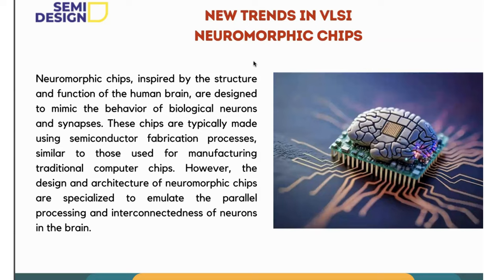But we are moving to a new trend, right? Where we are taking neural networks and all, assembly language programming won't work. So we need to look forward to a different technology. The different technology we are finding is the neuromorphic chip. It is structured like the functionality of the human brain. Those are designed to mimic the behavior of biological neurons and synapses of the human brain. In the same manner as the human brain structure, we are going to design these neuromorphic chips.